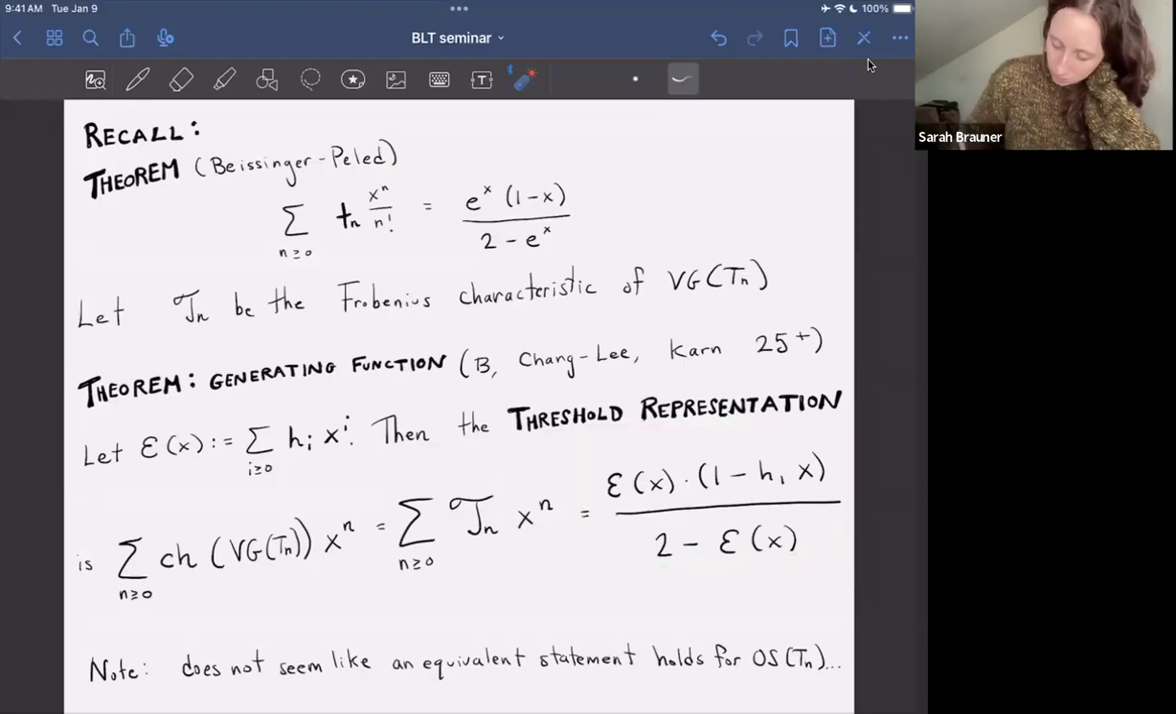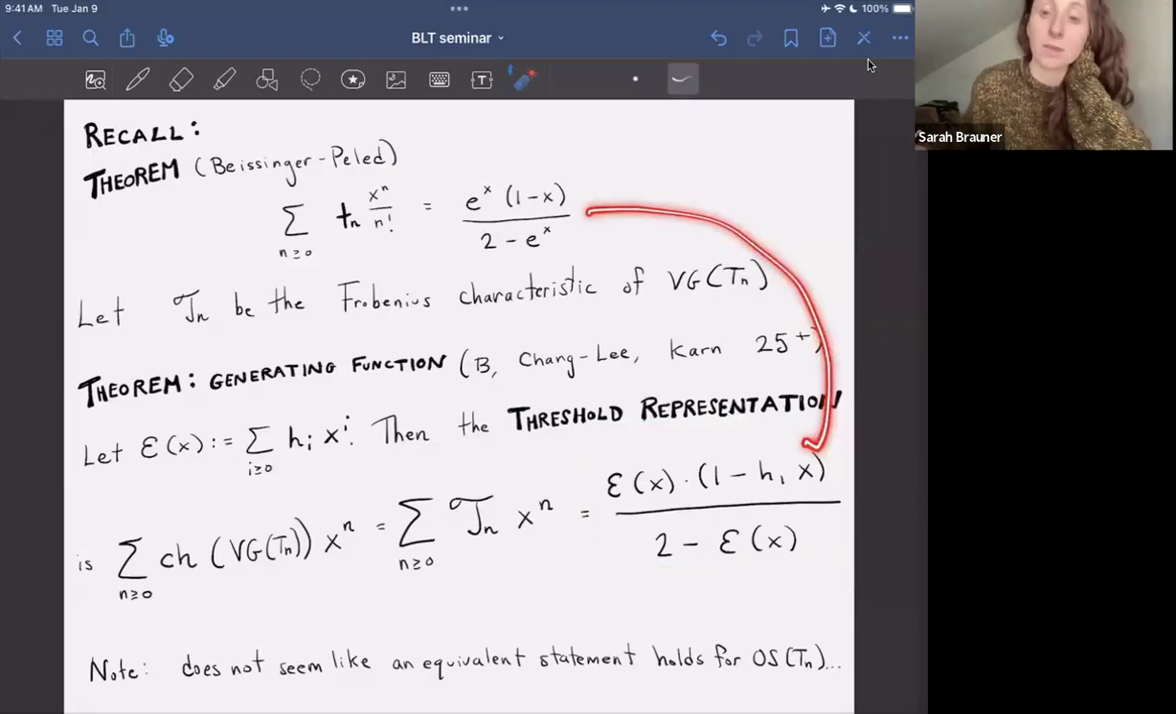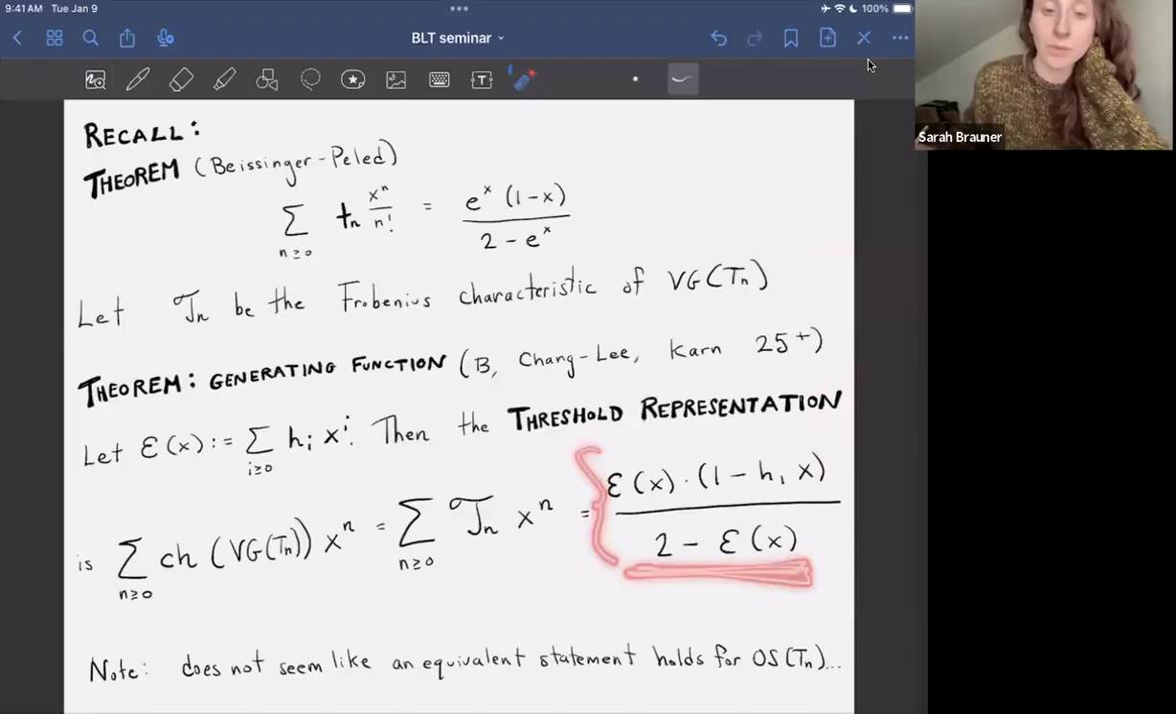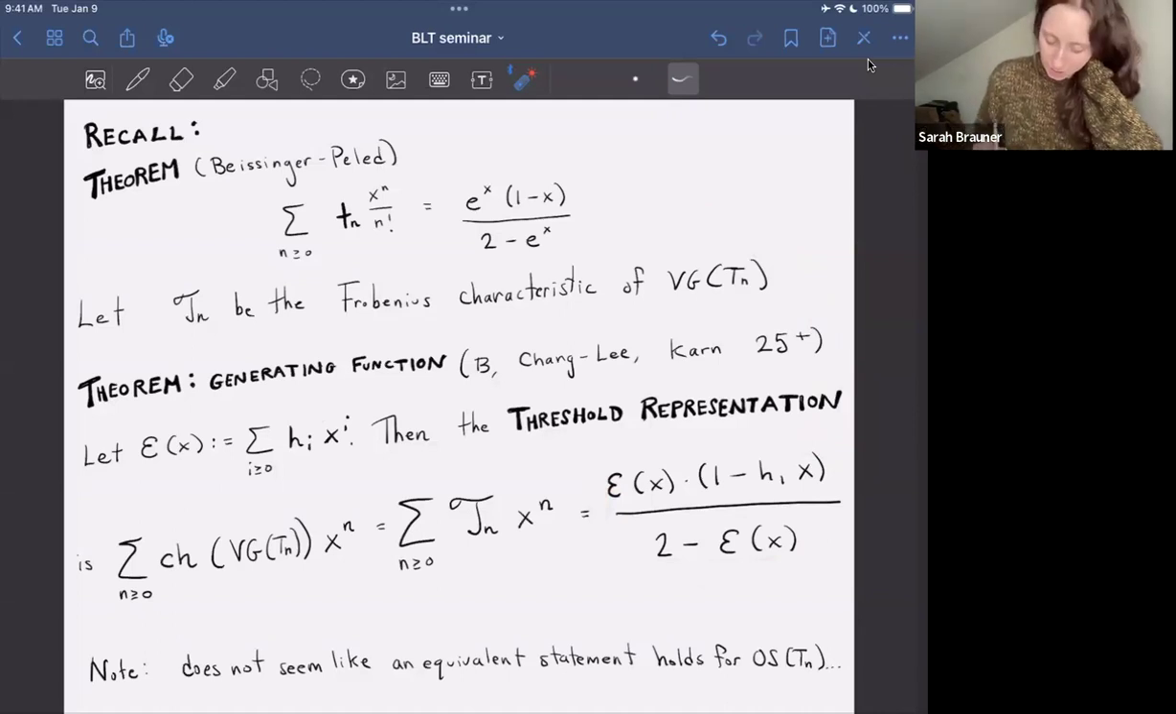So you should compare these. They should look very similar. So we can call this the threshold representation now. Okay. And you might wonder, does it seem like this exists for the Orlik-Solomon algebra? And the answer seems to be no. This seems to be like, in the same way that the Varchenko-Gelfand ring of the braid arrangement is the regular representation, and that's not true for the Orlik-Solomon algebra. This nice threshold representation is describing the Varchenko-Gelfand ring, but there's not an analogous statement for the Orlik-Solomon algebra.